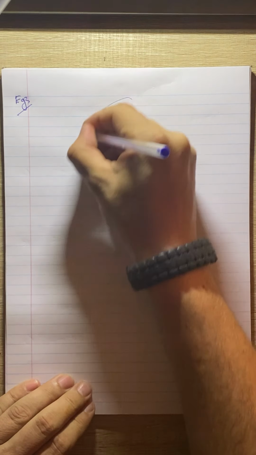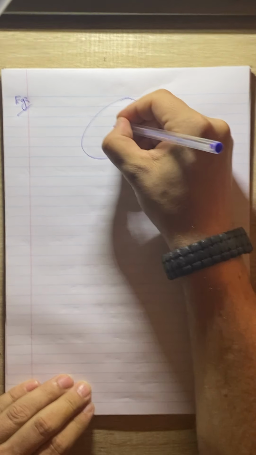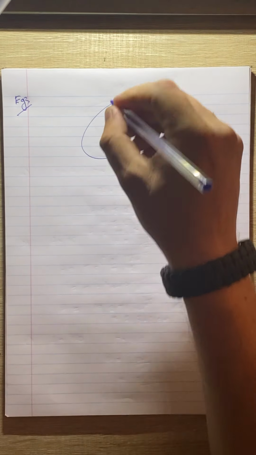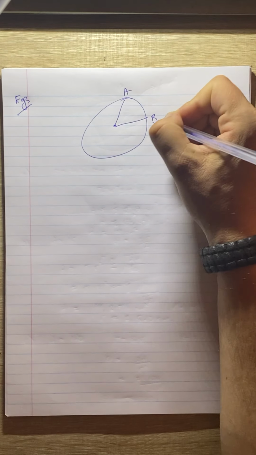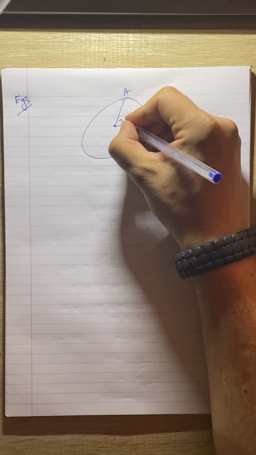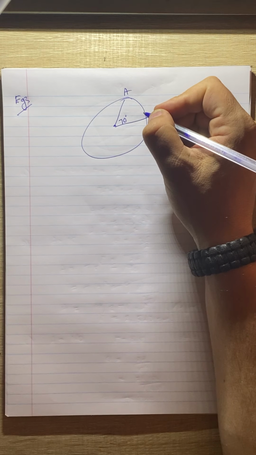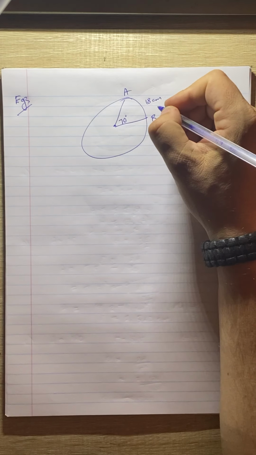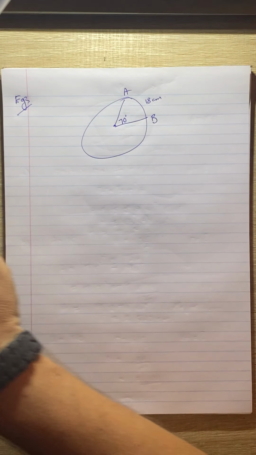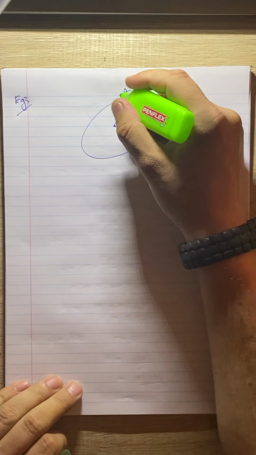Okay, so example 3 is saying determine the area of a sector of a circle with a central angle of 70 degrees and an arc length of 18 centimeters. So if I just call this AB, they told us that this is 70 degrees and we have an arc length of 18 centimeters, and we want to work out this area here.